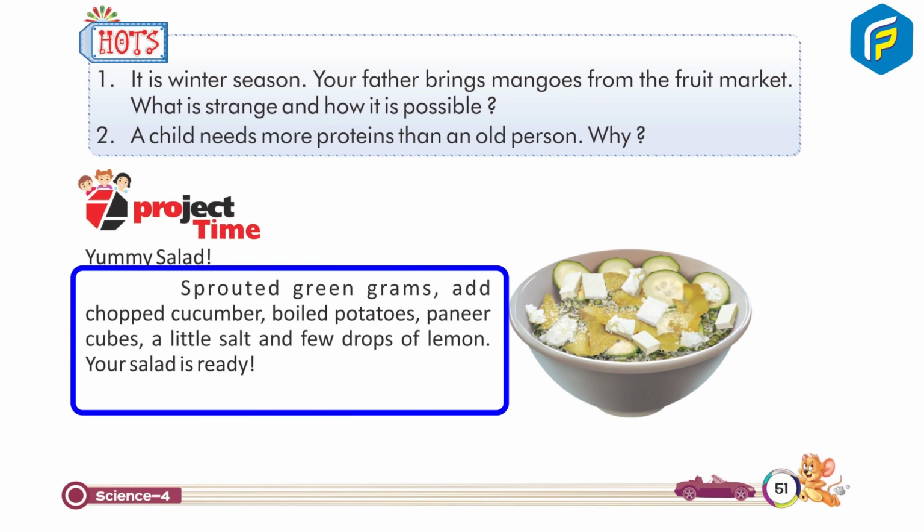Sprouted green grams, add chopped cucumber, boiled potatoes, paneer cubes, a little salt and a few drops of lemon. Your salad is ready.